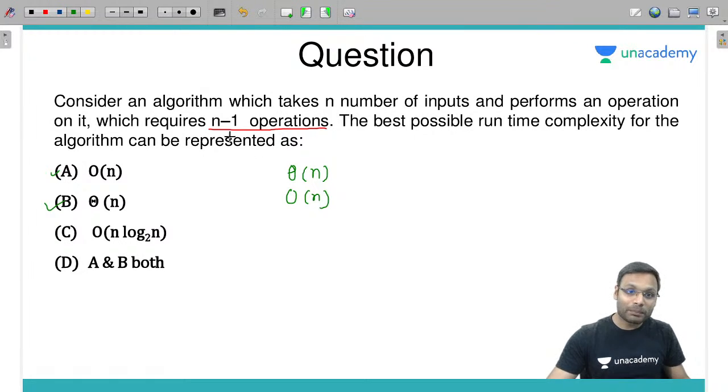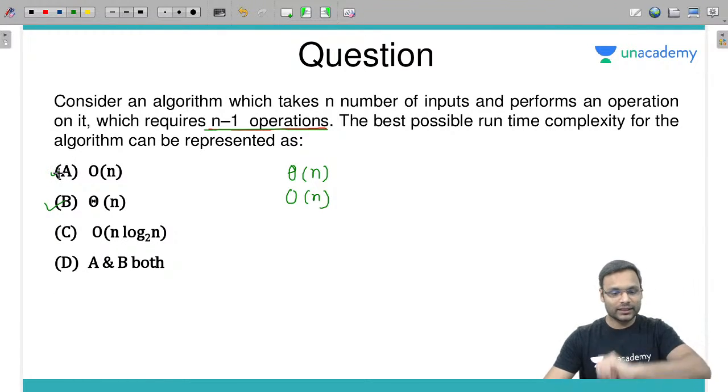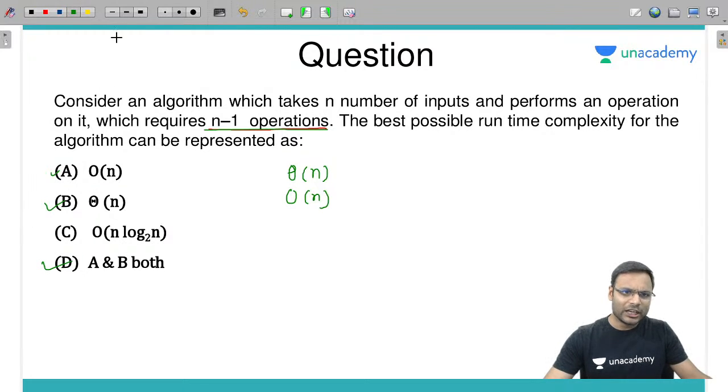बट यहां पे n minus 1 ऑपरेशन फिक्स बता रखे हैं, इसलिए हम जाएंगे B की तरफ, थीटा ऑफ n, मोर एप्रोप्रिएट. बट अगर यही क्वेश्चन आपसे पूछा जाए कि आप सारे पॉसिबल ऑप्शंस बताओ, तो B और A दोनों बता सकते हैं. सो वी शुड गो विथ D ऑप्शन.